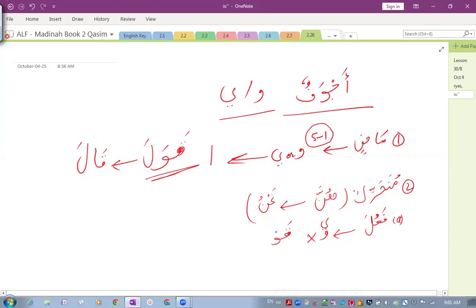Which is kawala. Maybe that's not a good example because this is faula. I'm saying, so tabula. Yes, tabula. Jazakallah khairan. Tabula. So what do you do?